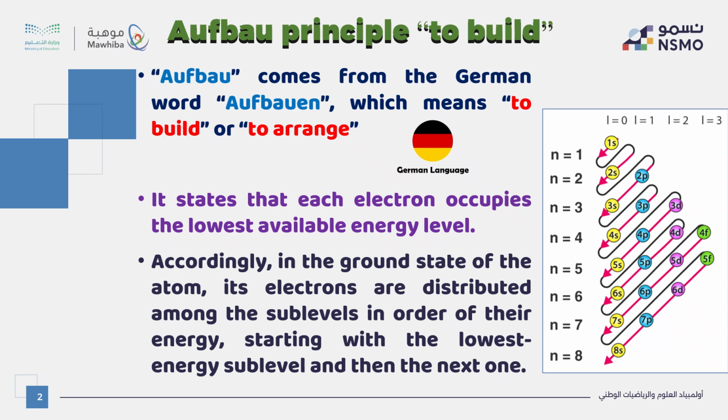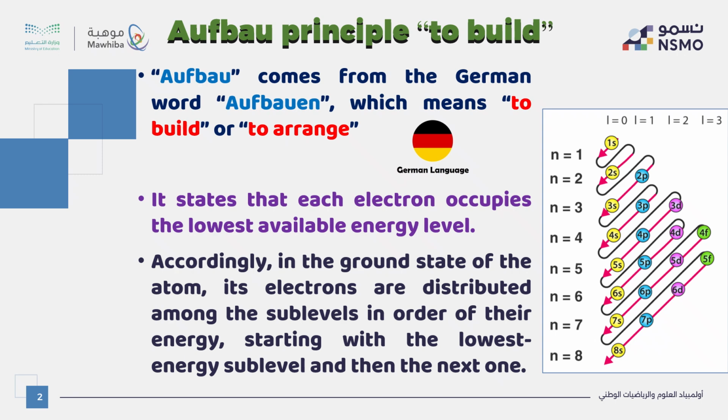What do the rows n equals 1, 2, 3 mean? Each horizontal row represents a principal energy level labeled by n. n equals 1, first energy level, n equals 2, second energy level, n equals 3, third energy level, and so on. As n increases, the energy level becomes farther from the nucleus and has higher energy.